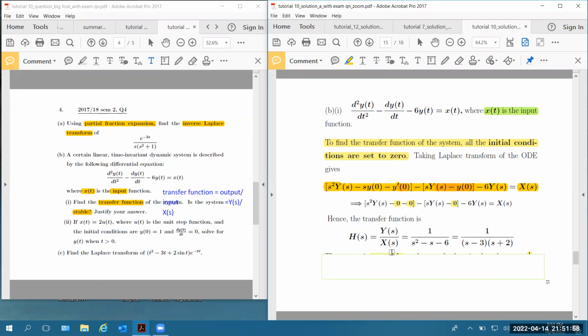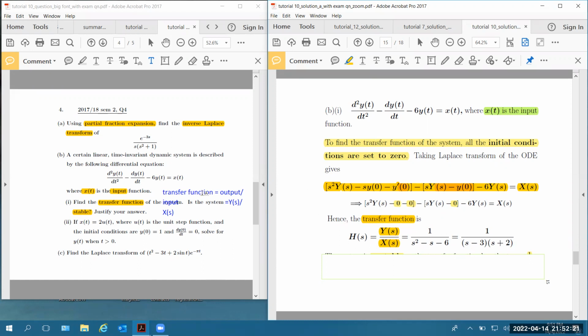So this is your y over x. So this is your transfer function. So that is your y over x. Is it okay? All right, so this is what you have. And we find that this one happened to be able to factorize.